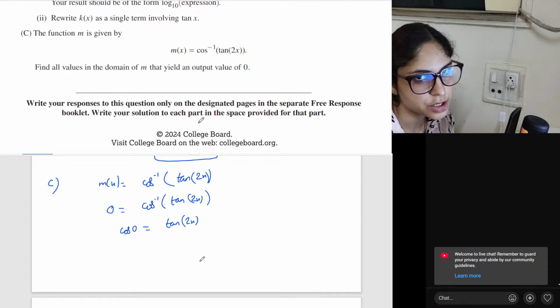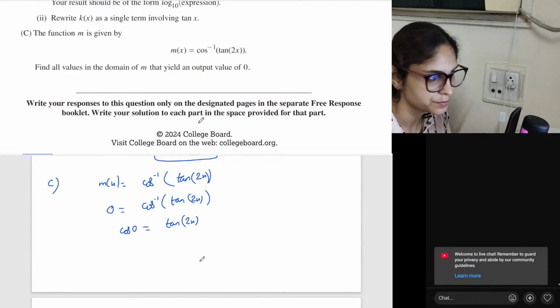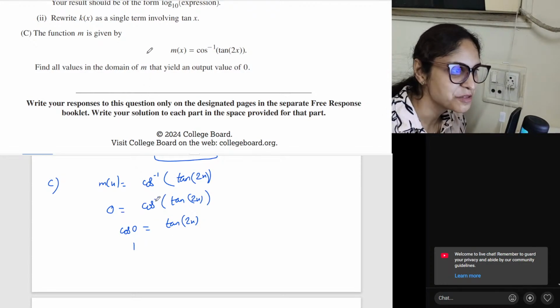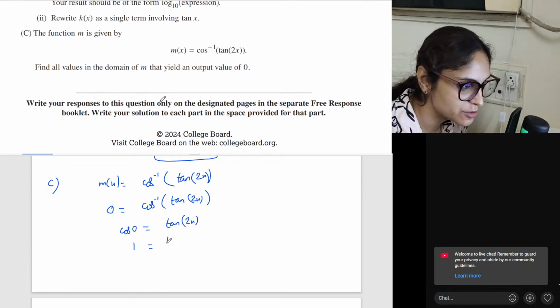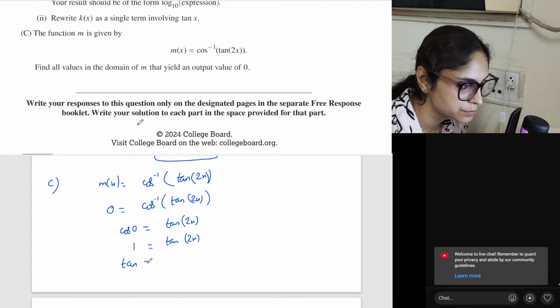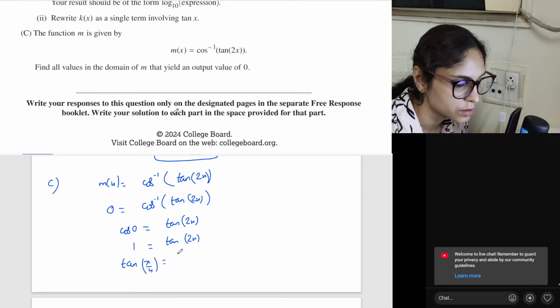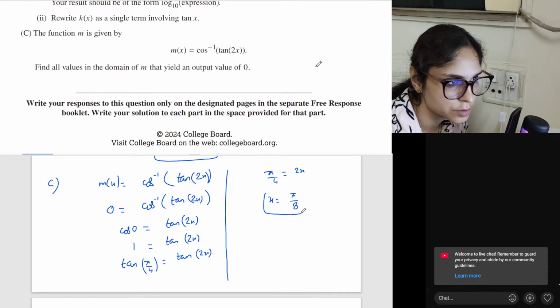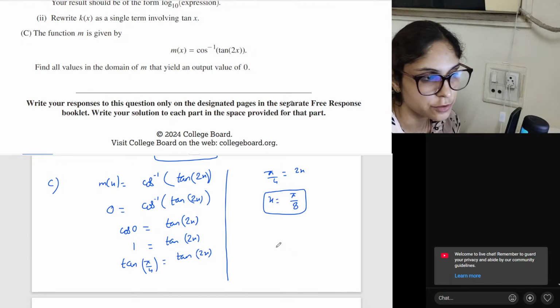So cosine 0 is achieved at pi over 2. Or my bad, cosine 0 is 1. So we are solving for cosine 0. Cosine 0 value is 1. 1 is equal to tan 2x. And 1 is tan of pi over 4. So that should be equal to tan 2x. And from here, pi over 4 should be equal to 2x, and x should be equal to pi over 8. That is one of the values that we are getting.